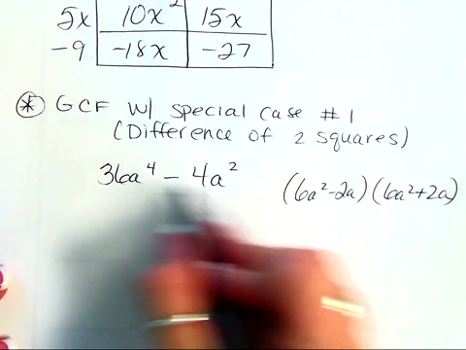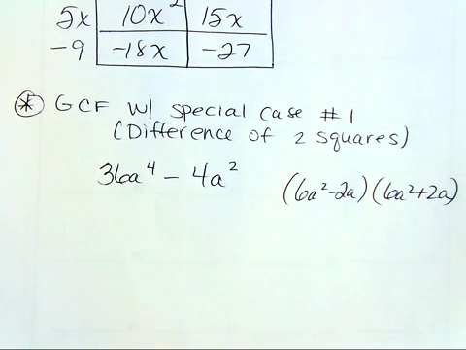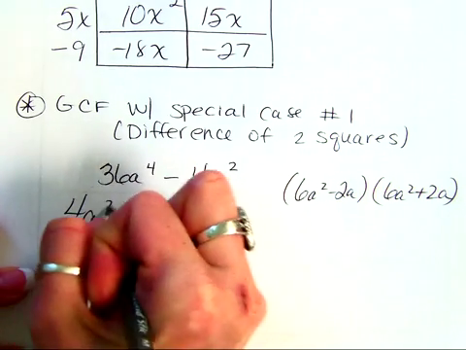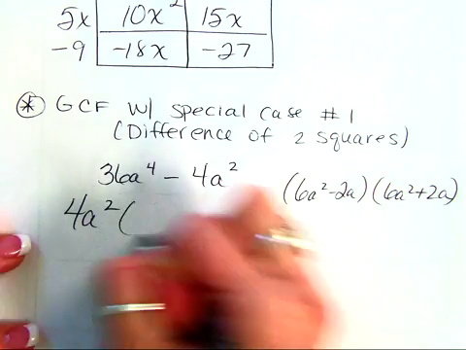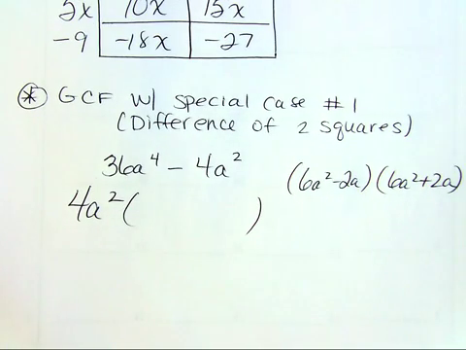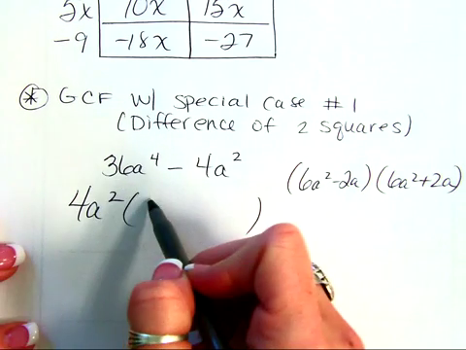But it has a GCF. So what is the GCF of both of these? 4a squared, right? Are you okay with how I'm getting that? After I pull that out, what am I left with here?